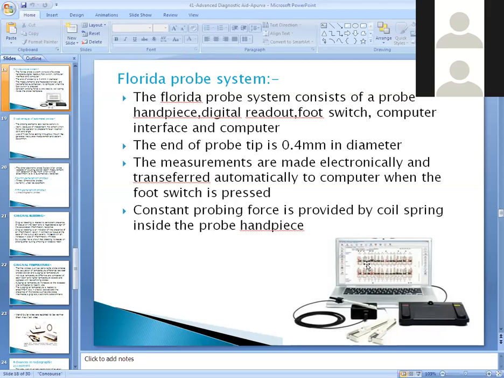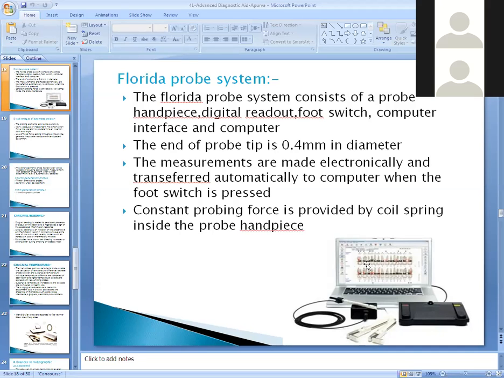Here you can detect CEJ also. So Foster Miller probe or some probing systems are there where another small thread is there with which you can measure CEJ or you can locate CEJ also. CEJ is located to measure clinical attachment loss. Clinical attachment loss is a very important finding from the periodontal point of view.